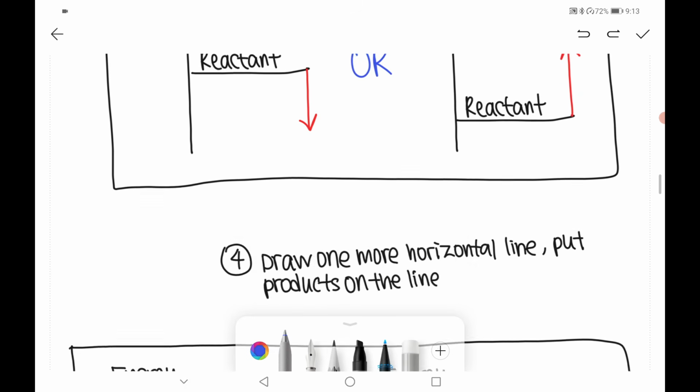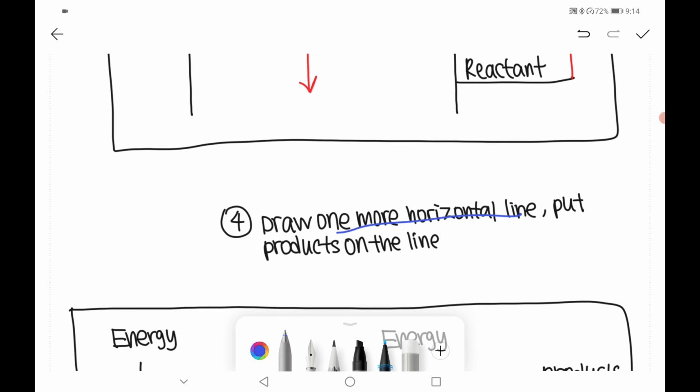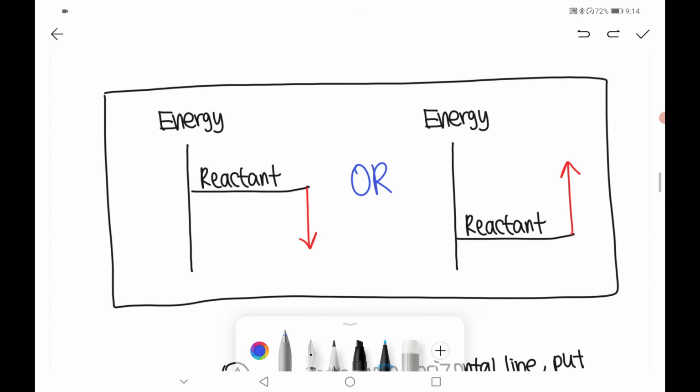So lastly, after you go down or you go up, you draw one more horizontal line, and you put product on the line. What do I mean? After you go down, you draw one more line here, and on this line you put products. Now you get the ladder already.